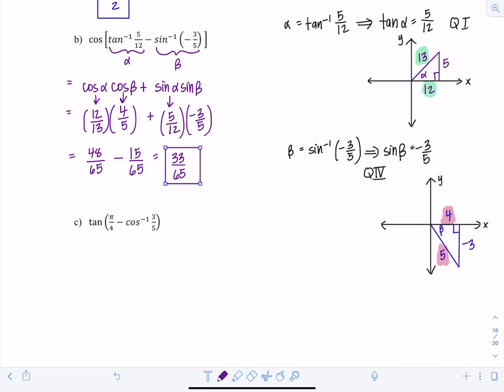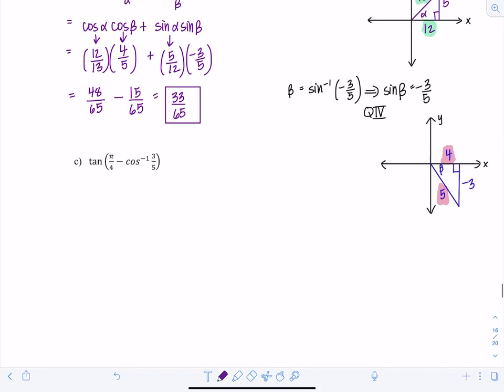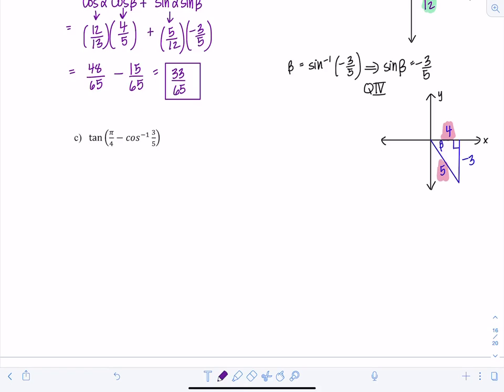Okay, good. These problems are really great because they check not only that you know the formula, but that you understand inverses, drawing triangles, evaluating. A lot of things can be covered in one problem. Okay, last one like this. So tangent of pi over 4 minus cosine inverse of 3/5. So pi over 4, I know what that is.